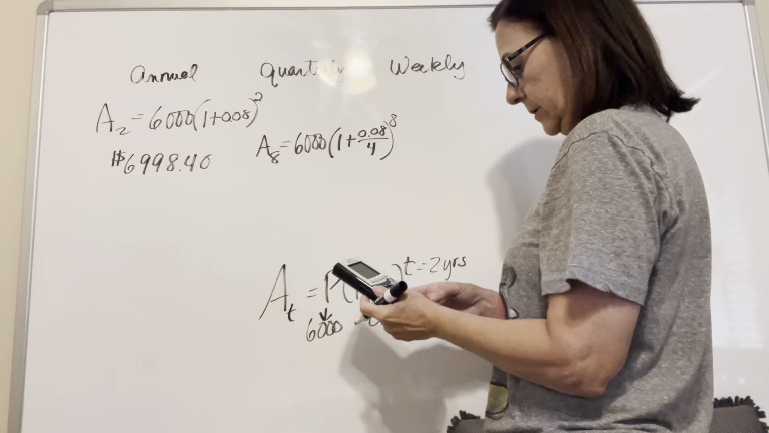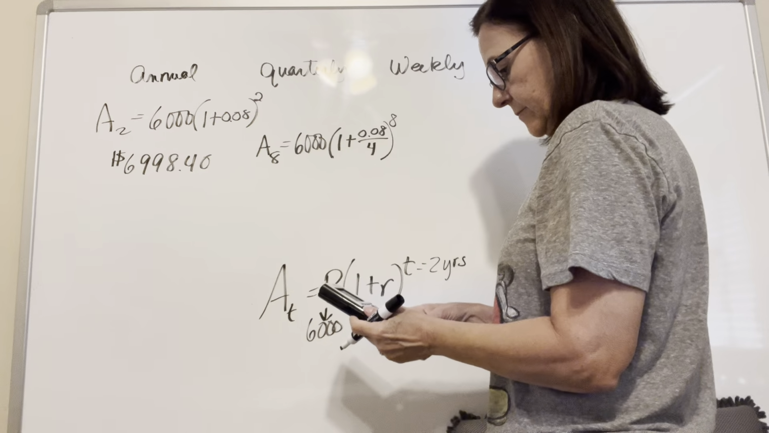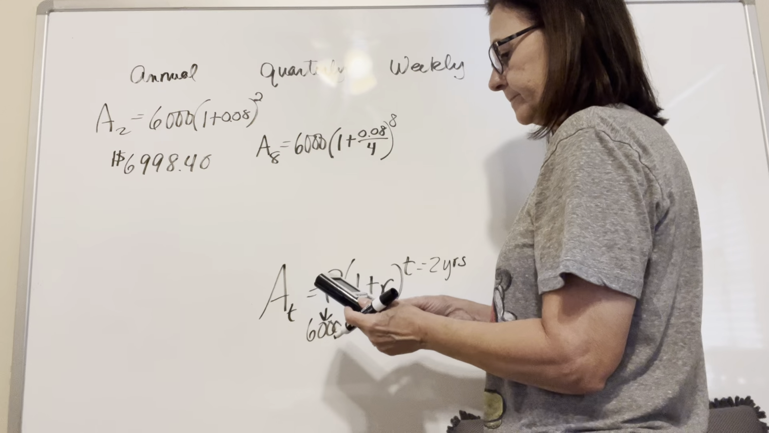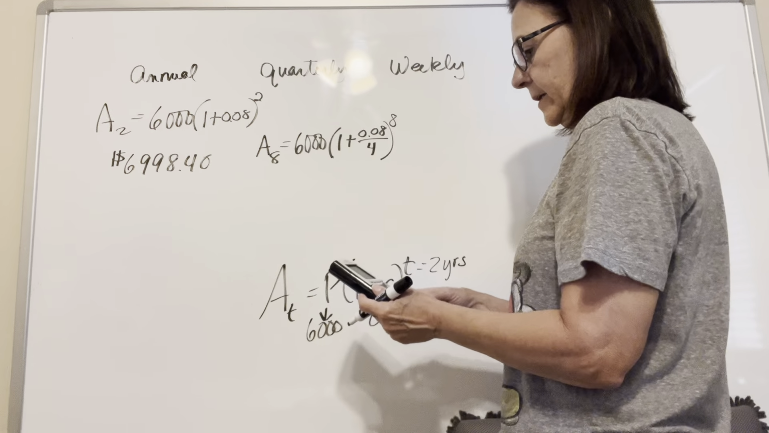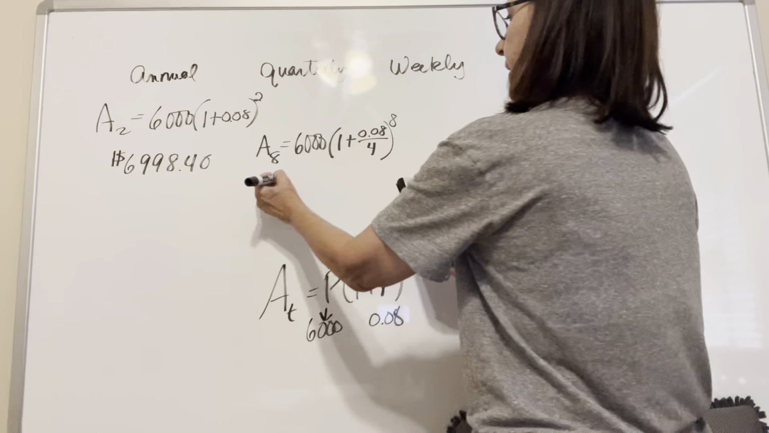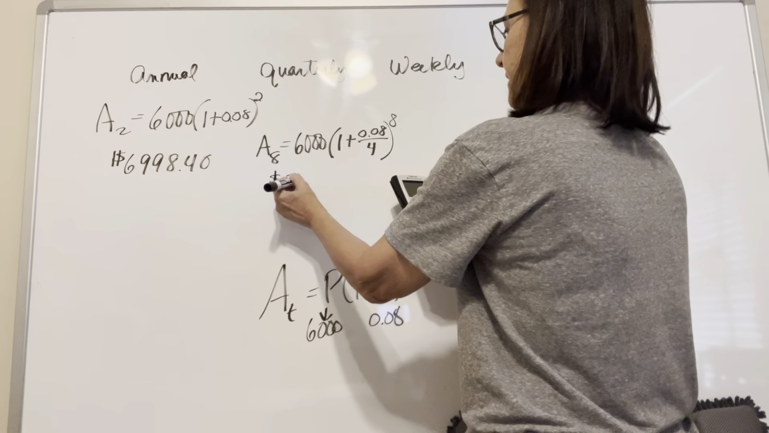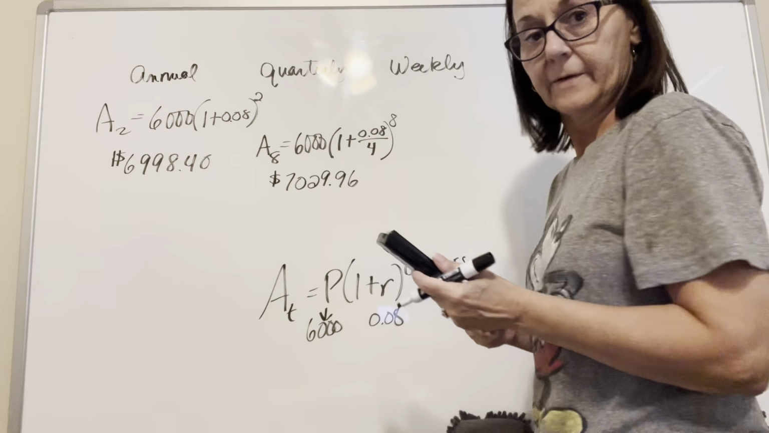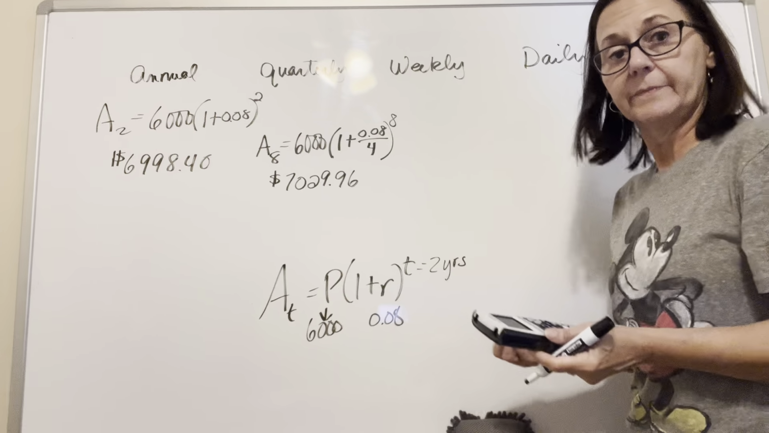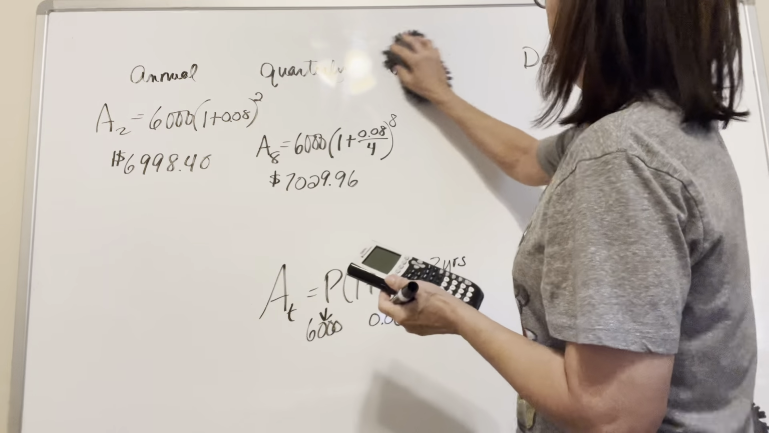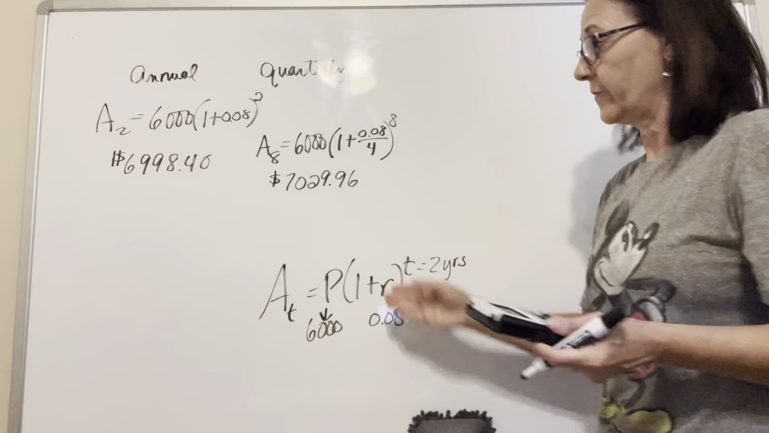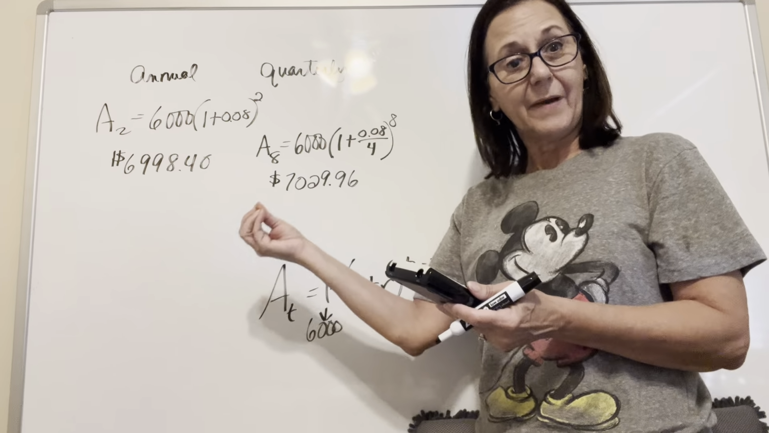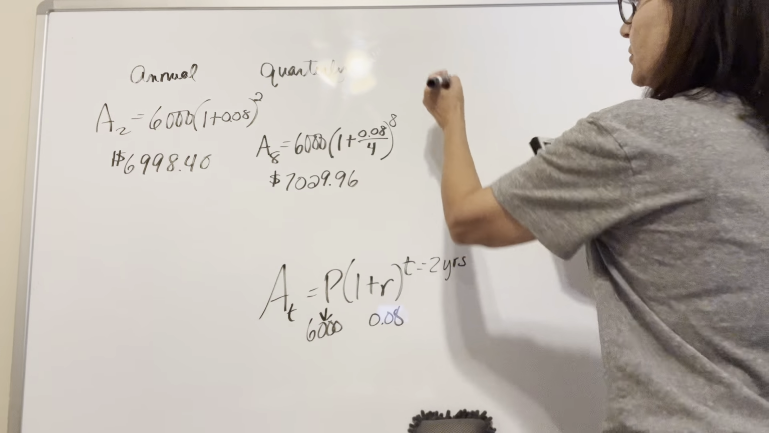All right, so I'm going to do that in my calculator. 6,000 times 1 plus 0.08 divided by 4. I'm raising that to the 8th power. And I'm going to have $7,029.96. All right, so a little bit more because my compounding period is a little bit smaller. So what happens is after the first quarter, I begin earning interest on that interest that's deposited in my account at the end of that first quarter.